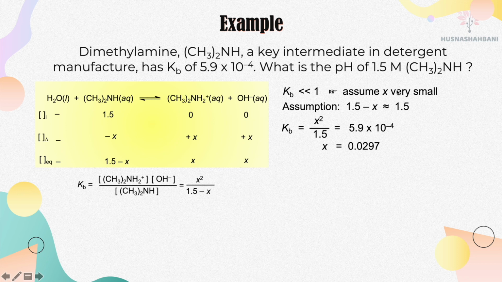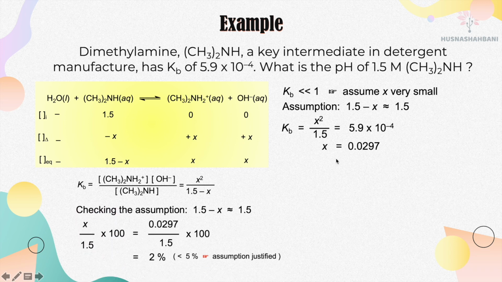So we assume that x is very small, so 1.5 minus x is equal to 1.5. So you get the x value 0.0297. We check whether it is extremely small or not. You put this x value over 1.5 times 100, it is 2%, less than 5%. So the assumption is justified; it is correct that x is extremely small.